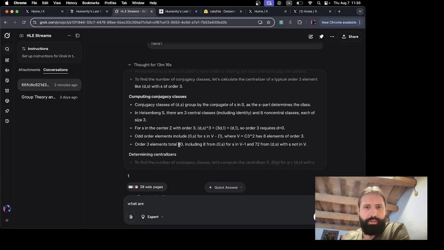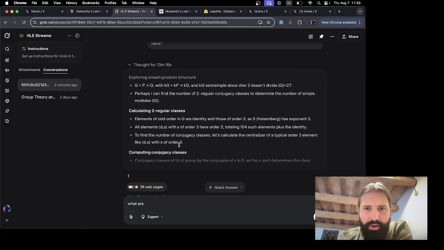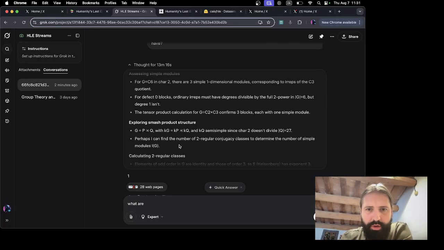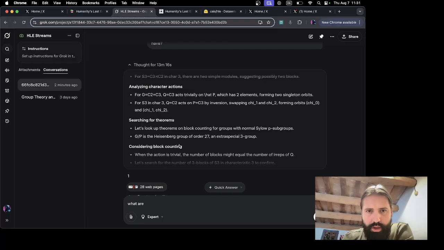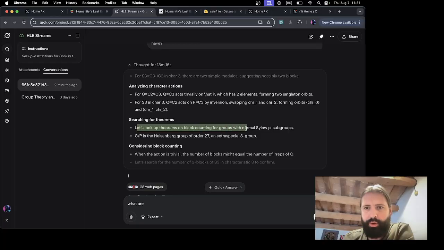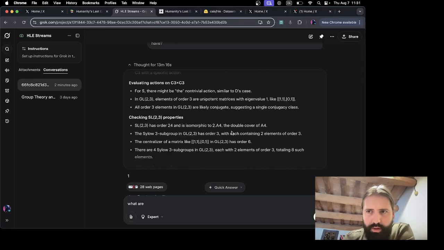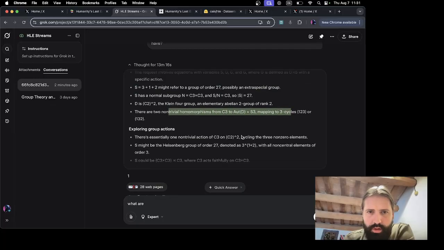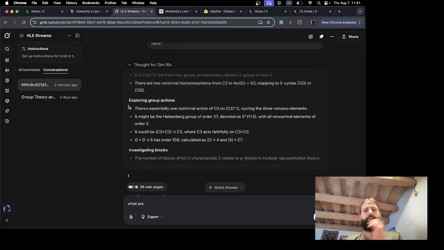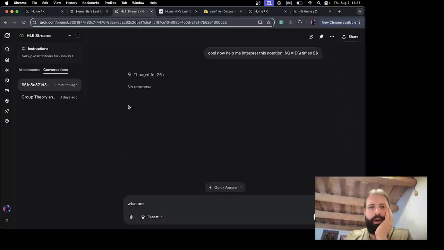Because it does try to do something: computing conjugacy classes, calculating two regular classes, exploring smash product structure. Searching for theorems. So let's look up theorems and block counting for groups with normal subgroups. So it actually does. It's a lot of thinking. I think, based on what I'm seeing, it's a normal subgroup and group actions. But let's keep exploring that.